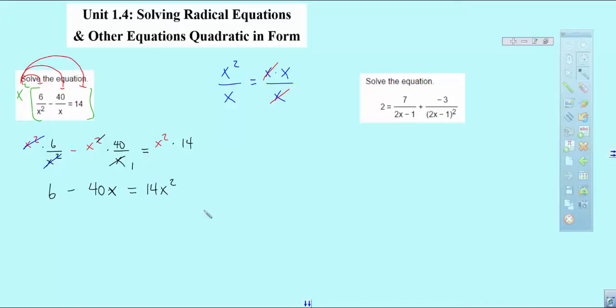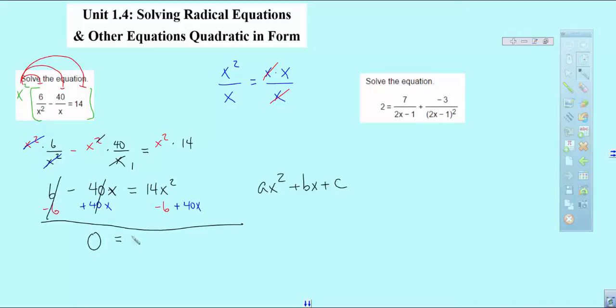So we see a quadratic. We know that when we have quadratics, we move everything to one side. So we're going to subtract 6 and add 40x. We're going to be good housekeepers and eliminate, so that 0 is equal to... We want to put it in standard form, ax squared plus bx plus c. So we take our x squareds first, our x's second, and our constants third.